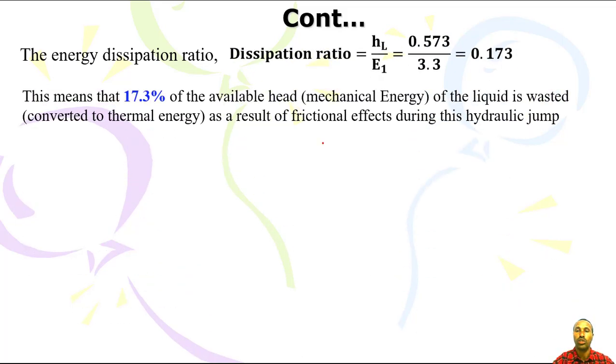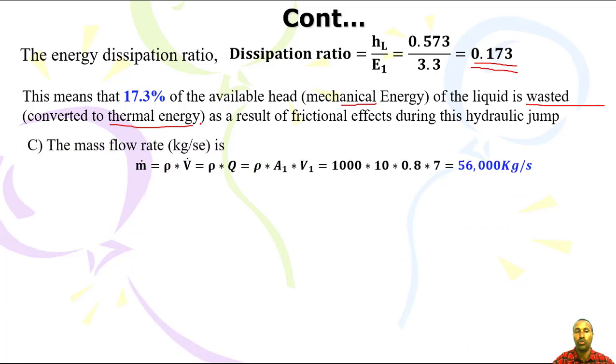Then let's calculate the energy dissipation ratio. The energy dissipation ratio is head loss divided by E1. Since we have E1, if you divide head loss by the specific energy at section 1, you get 0.173, which means 17.3% of the available head or mechanical energy of the liquid is wasted or converted to thermal energy as a result of frictional effects during this hydraulic jump.